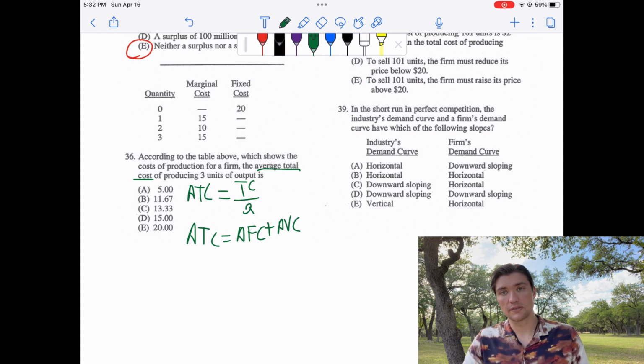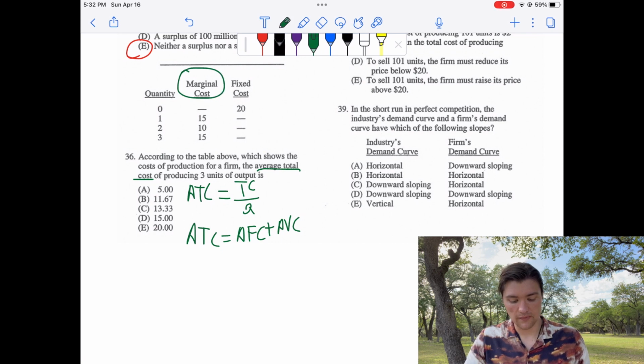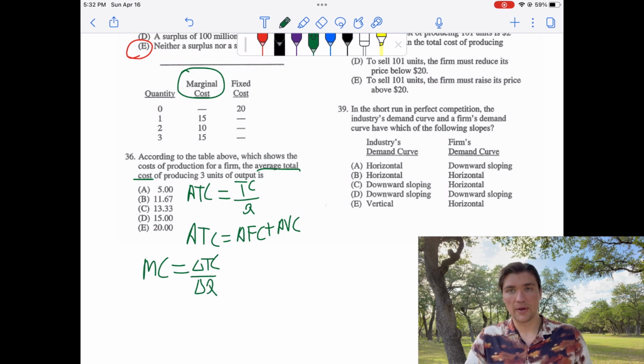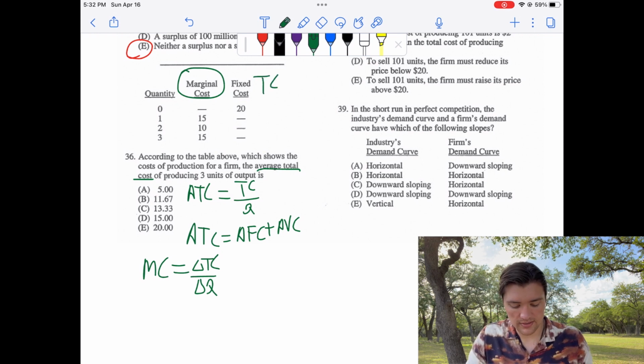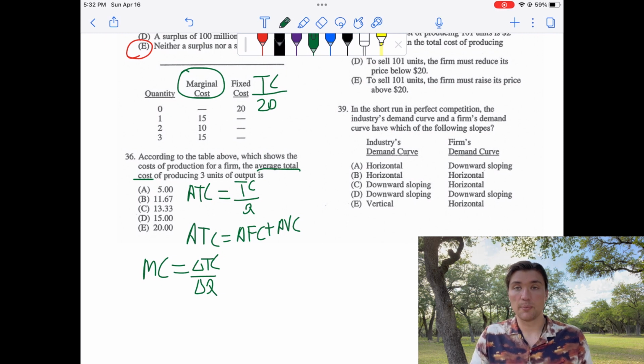The reason I suggest finding the total cost is because we have the marginal. Remember, the marginal cost is the change in the total cost. So basically, your cost changed by 15, 10, and 15. So your marginal cost is giving you your total cost. So what was your total cost at zero quantity? Well, that would be your fixed cost. Now, because you're doing an extra quantity, your cost changed by 15. That's your marginal cost, 15.